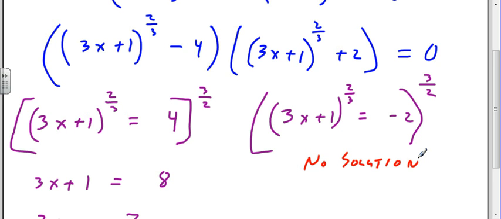Okay. So because I'm squaring this guy, it doesn't matter if I square him before or after I take the cube root, he's going to be positive. The 2 is going to be positive. There's no way this can ever be 0.